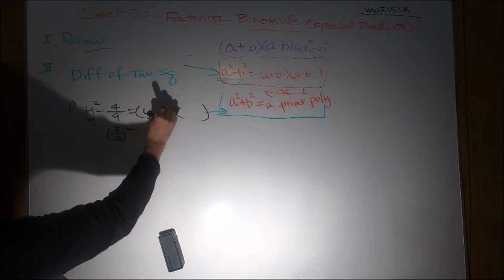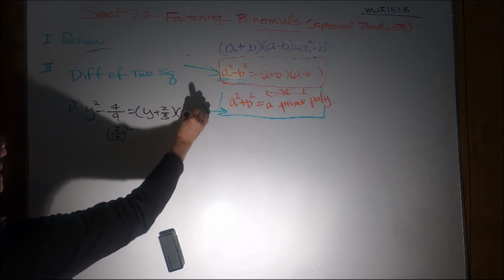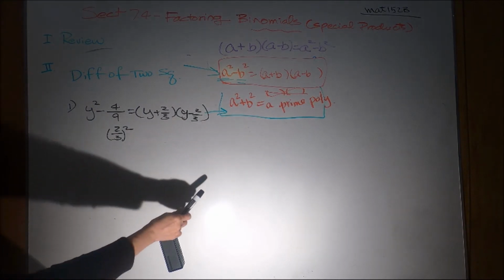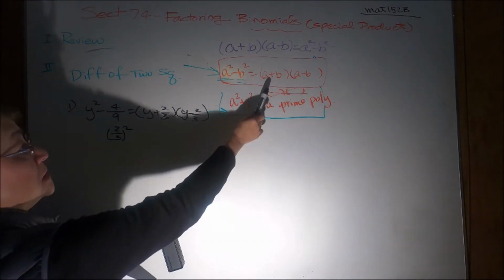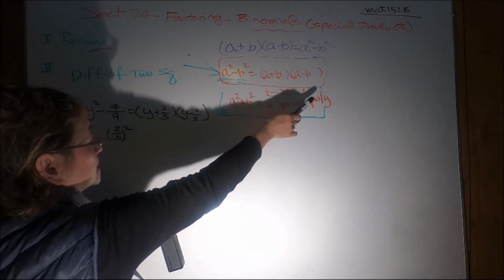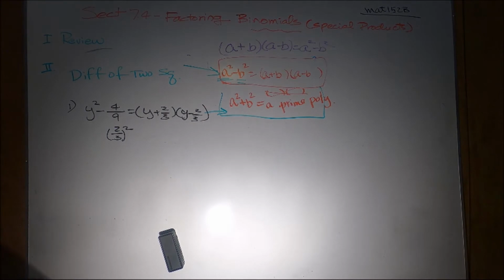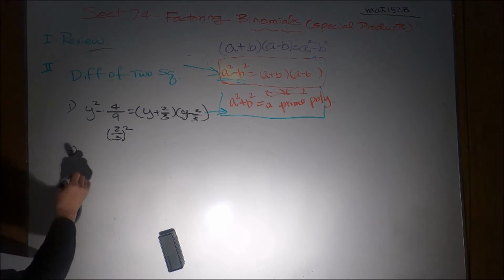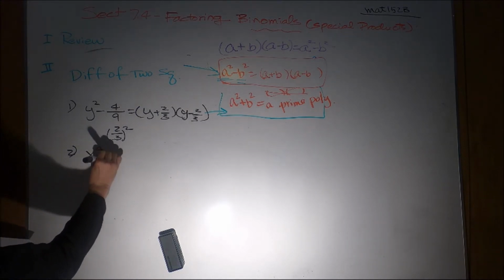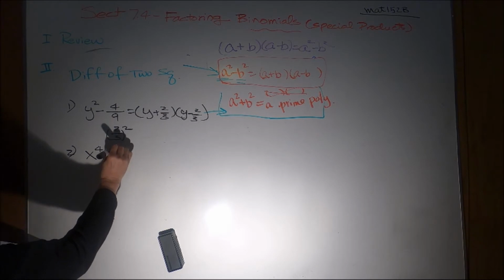y plus 2/3 or y minus 2/3. You can write a plus b times a minus b, or another way around, a minus b times a plus b. They are the same. 2 times 3 is the same thing as 3 times 2. Then look at the second example.